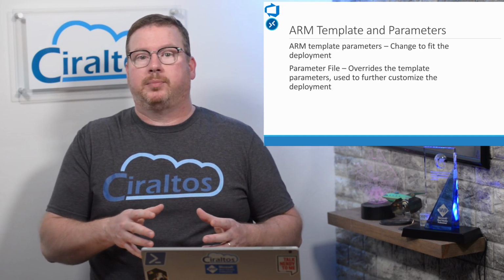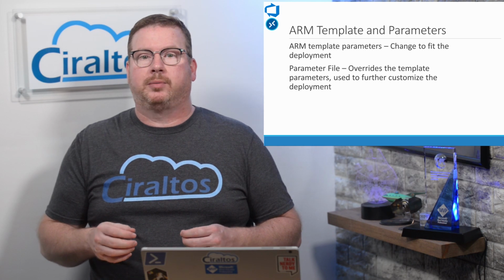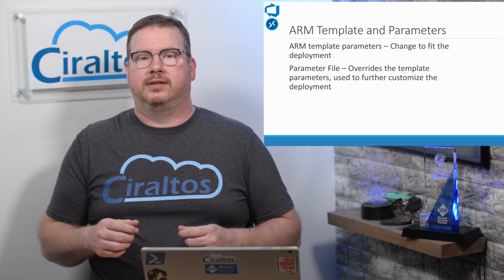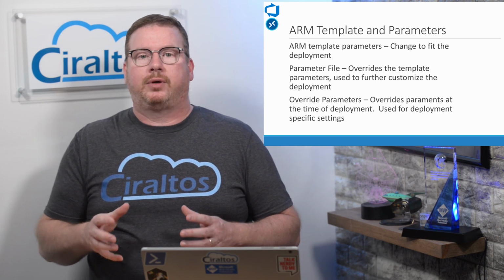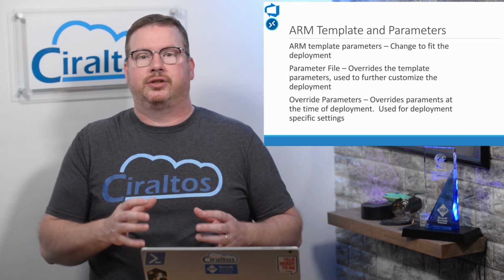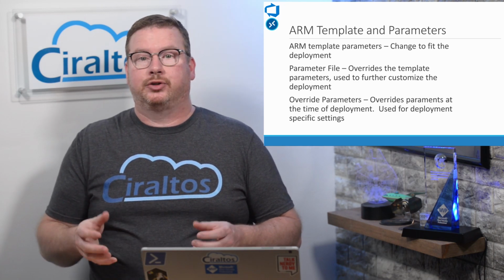If you had multiple host pools, for example, you could use the same ARM template with multiple parameter files for each host pool. It goes one step further with DevOps pipelines. We can specify override parameters during the resource manager deployment. We'll use these for security items like admin and domain join passwords.